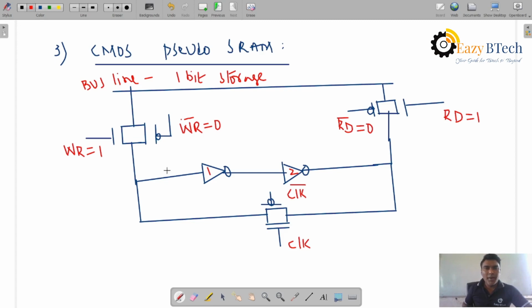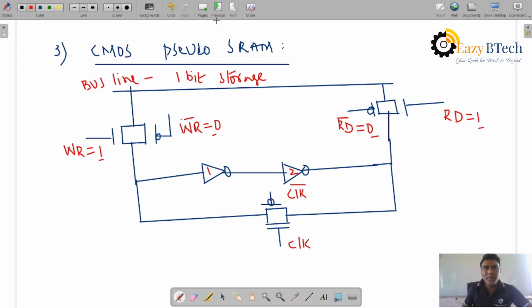So what happens? The operation is the same. Any logic we can apply. For write operation, the input may be 1 or 0. Read operation also 1 or 0. So this is what happened in this.